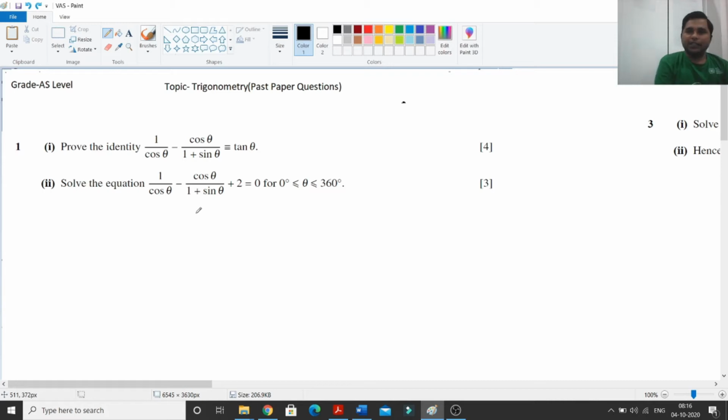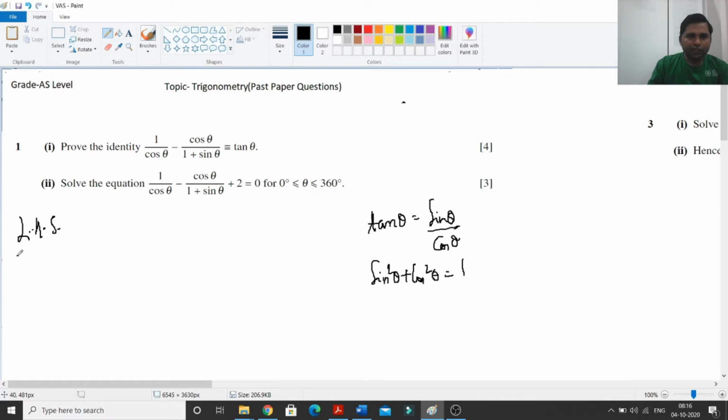For proving the questions, we have two formulas. Tan theta is equal to sin theta over cos theta, and sin square theta plus cos square theta is 1. So these two formulas only we are going to use for proving the identity. So let's quickly begin. So left hand side is 1 over cos theta minus cos theta over 1 plus sin theta.